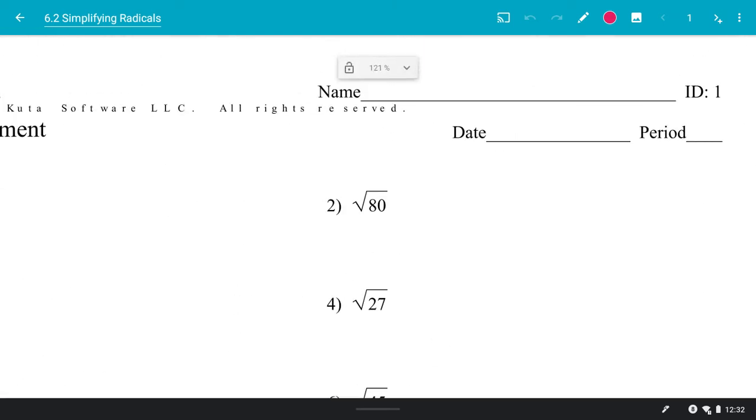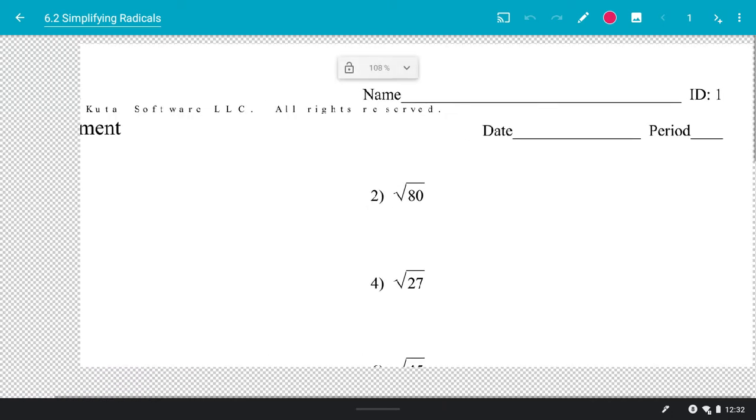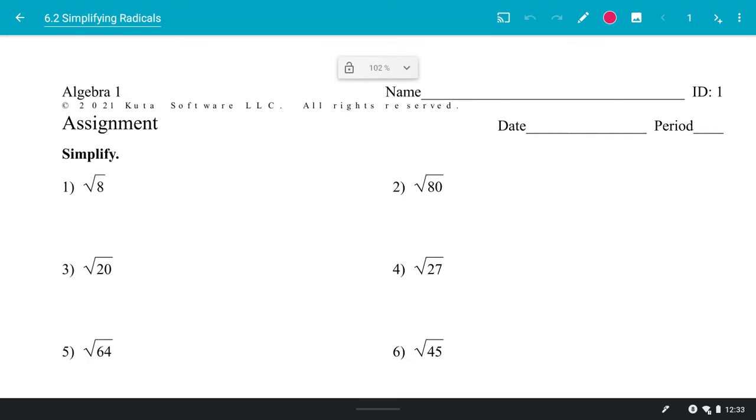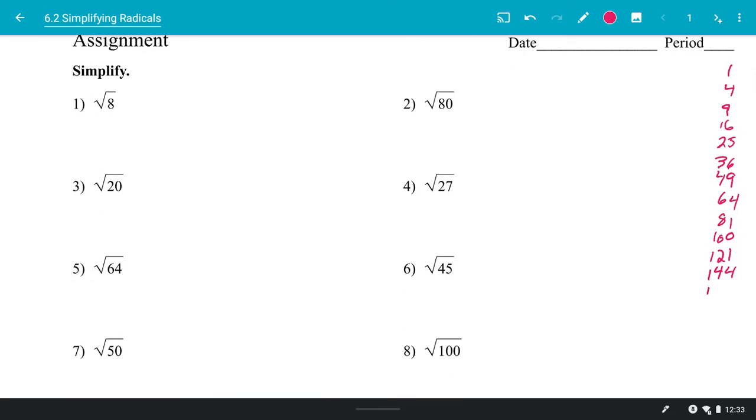Okay. Remember, simplifying a radical, there's two ways to do it. I'll do each of the two different ways. One is to take the largest perfect square. Remember, our perfect squares are 1, 4, 9, 16, 25, 36, 49, 64, 81, 100, 121, 144, 169, 196, 225. That's just the first 15 of them.